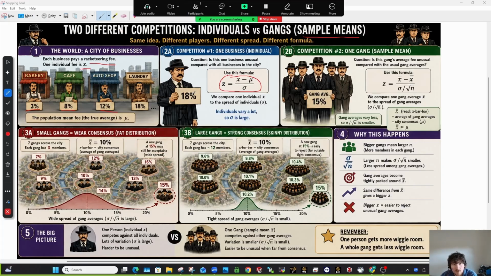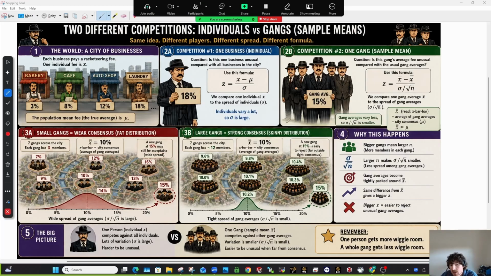So when you're comparing just one value, as he says here, is this one business that pays an 18% fee unusual compared to the rest of the city? When you're comparing just one individual value like this, like Fia was with the trees there at 330, or 390, you use this formula, okay? But when do you use the formula that has the root n?